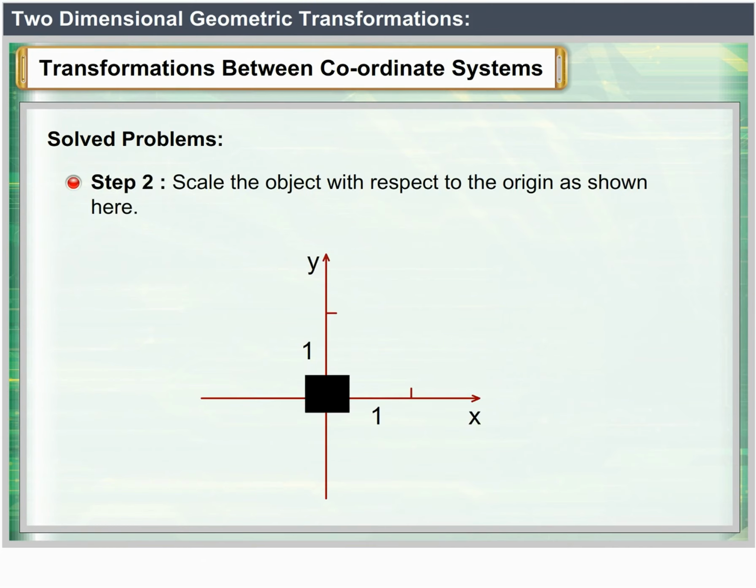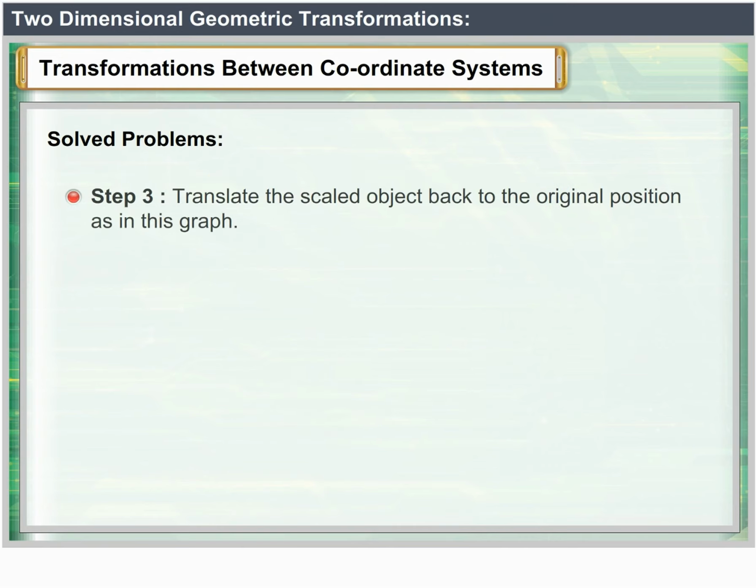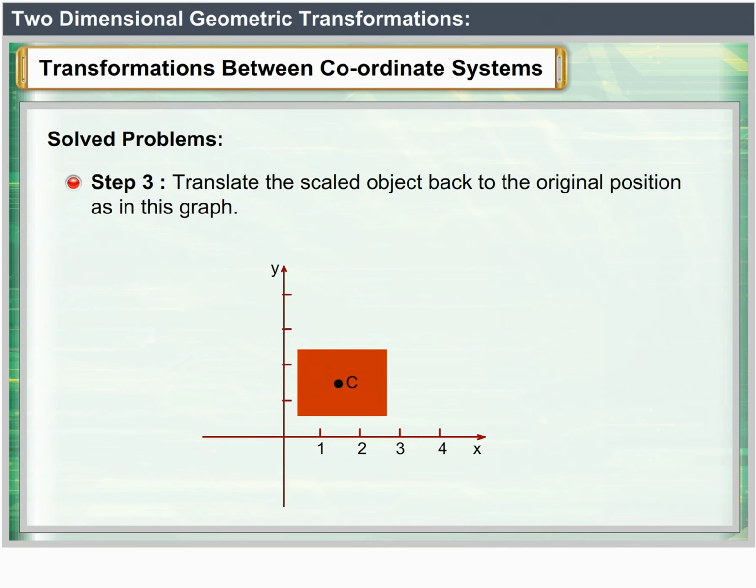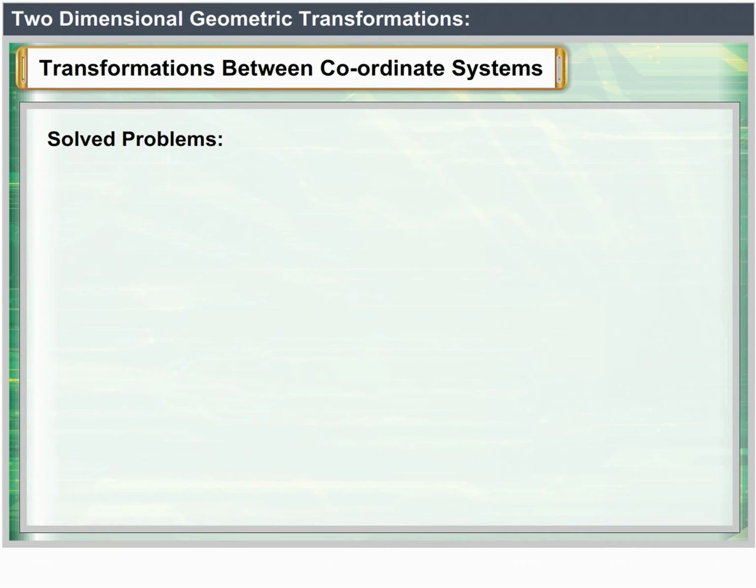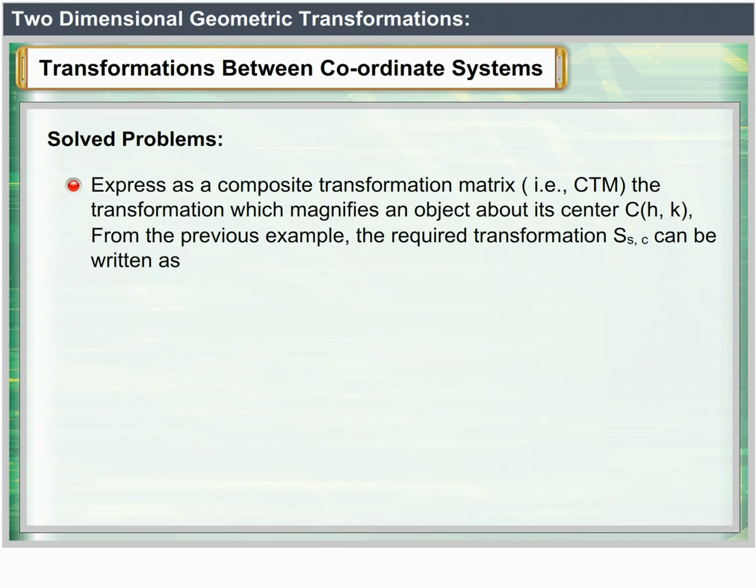Express as a composite transformation matrix, that is CTM, the transformation which magnifies an object about its center, C, h, k, from the previous example. The required transformation SSC can be written as SSC equals T(h,k) S(s,s) T(-h,-k), equals the matrix shown below.